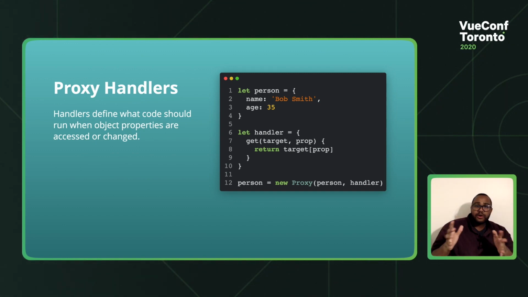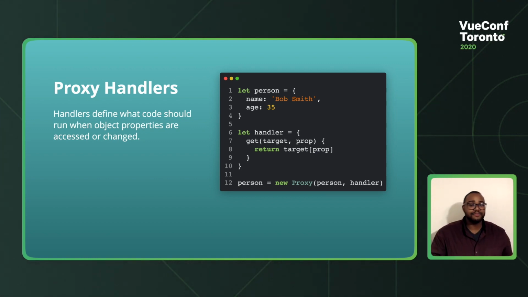So if you take a look at this code on the right, we got a person. Good old Bob Smith, 35, doing his thing. He's chilling, right? But what's important here is the handler.